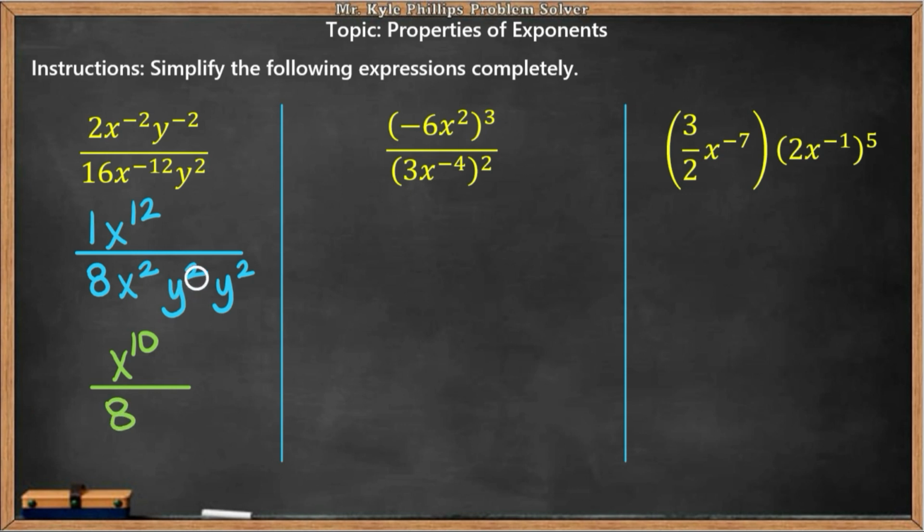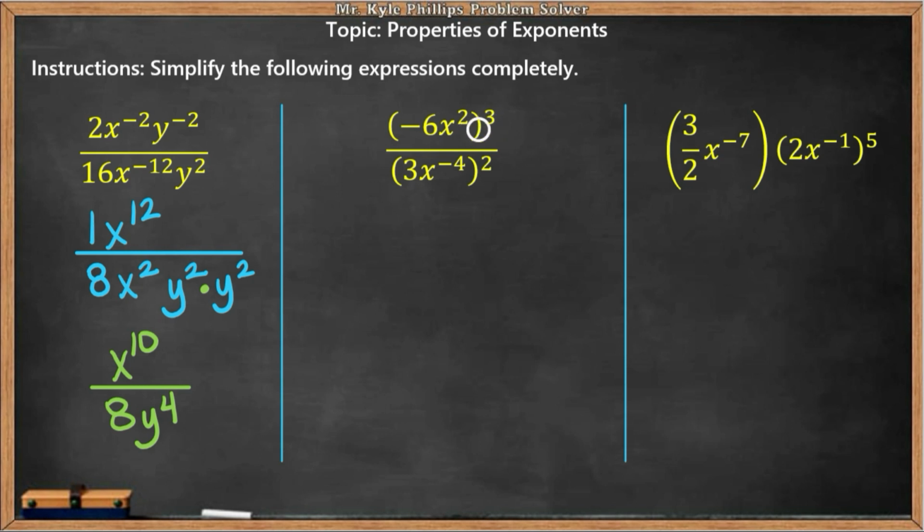And we have this y squared and this y squared. So remember, technically here what they're doing is multiplying. So when I multiply variables, I have to add the exponents. So this will be 8y to the 4th. And that is my completely simplified expression.